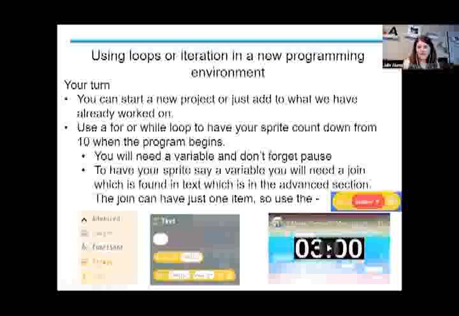And I'll do a timer again like I did last lesson. It's a little trickier here. So I want you to start a new project or just add to what we had right there. I want you to use a for or a while and have your sprite count down from 10 when the program begins. So remember we did a sprite say, or have a sprite have a bubble above it where it says something. We did that before, so find that in the sprite section. And then have it count down from 10. So you'll need a variable, and don't forget to pause, otherwise it'll just show you the last number.